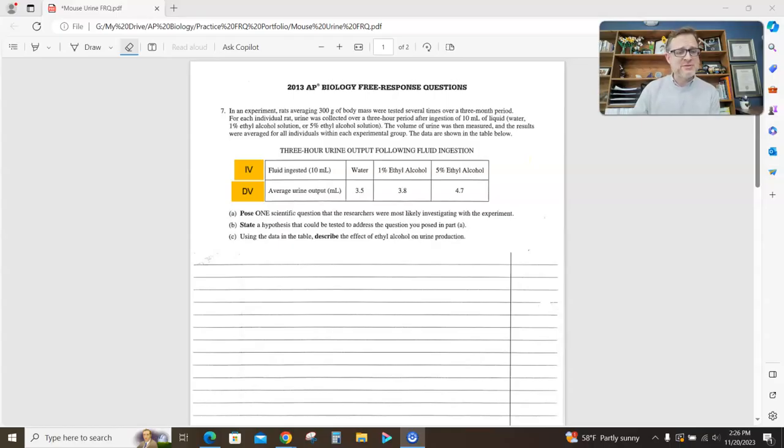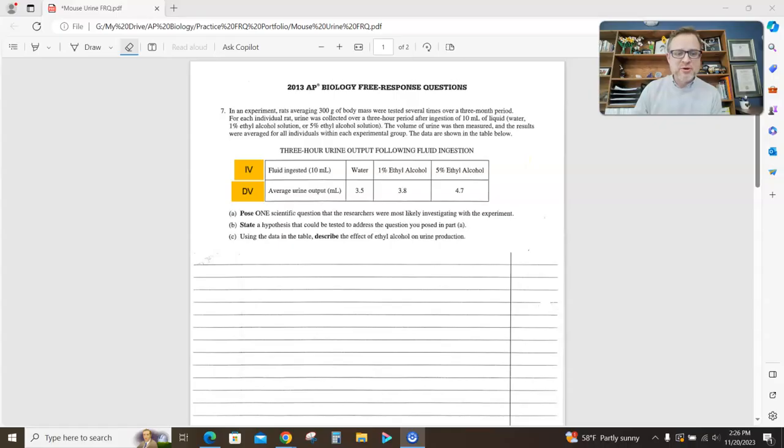Typically in a table, I can't always guarantee this, but typically the independent variable is on the top, and the dependent variable is on the side, or what's being recorded inside the table. On a graph, the independent variable is the X, and the dependent variable is the Y. Okay, so what are the questions?